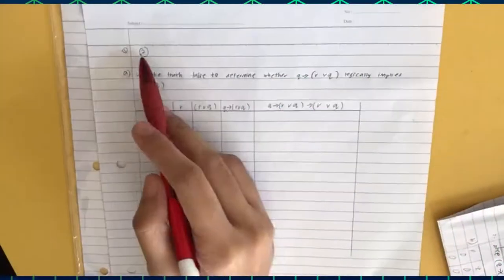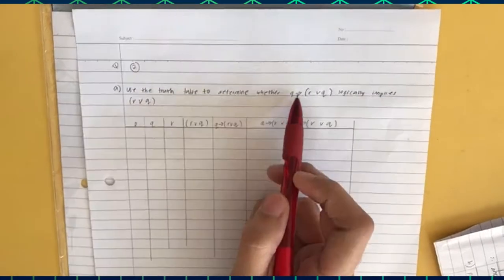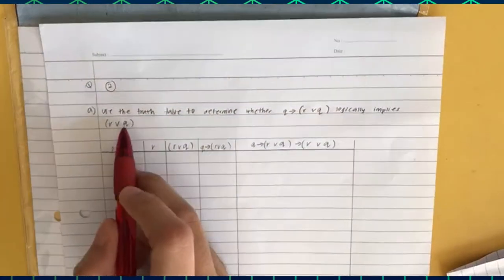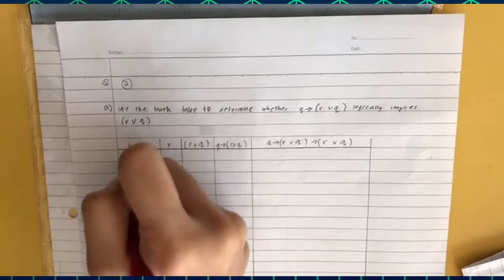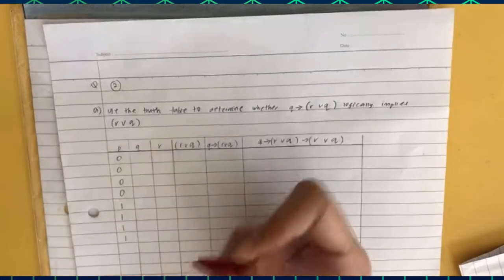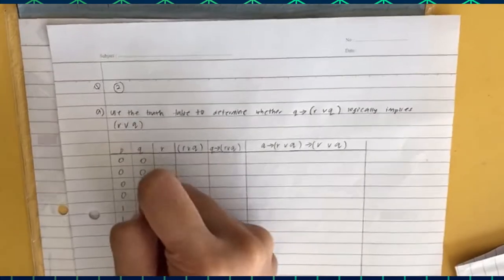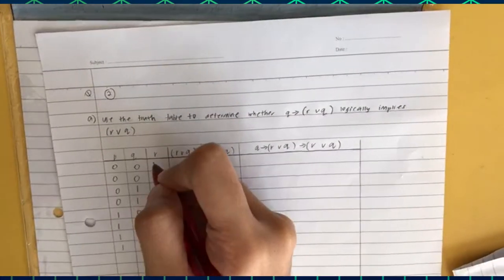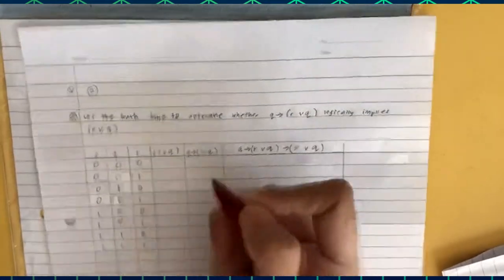For question number 2A, it asks to use the truth table to determine whether Q implies R or Q logically implies R or Q. So the values for P are 0 0 0 0 1 1 1 1, the values for Q are 0 0 1 1 0 0 1 1, and the values for R are 0 1 0 1 0 1 0 1.